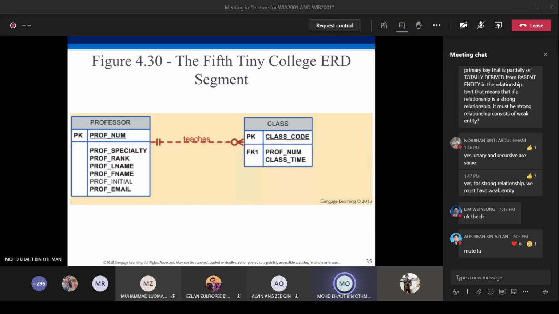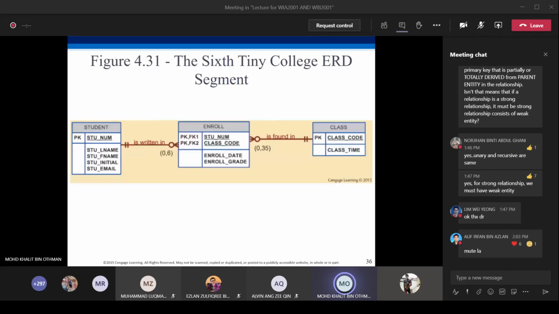Okay, and then figure 4.30 is an example of the 5th ERD segment of Tini College. We still have 2 entities and one relationship, which is professor teaches class. We have a one-to-one relationship and so on. Okay, this is the example of the 6th ERD segment of Tini College.